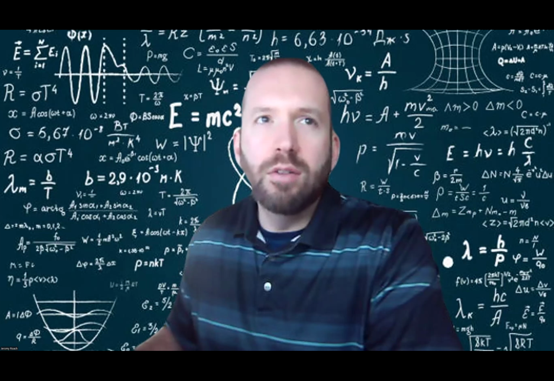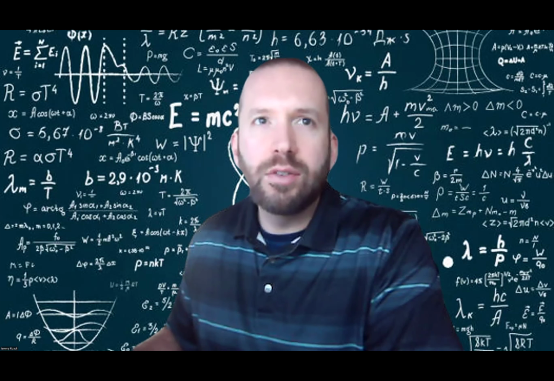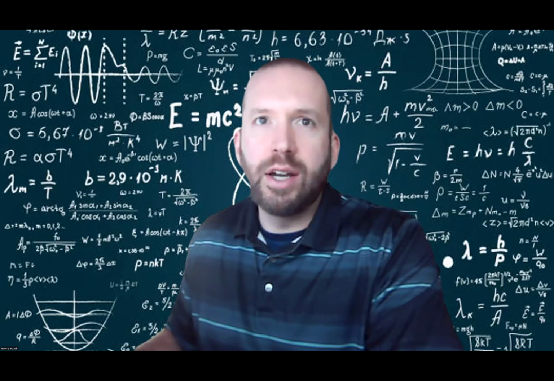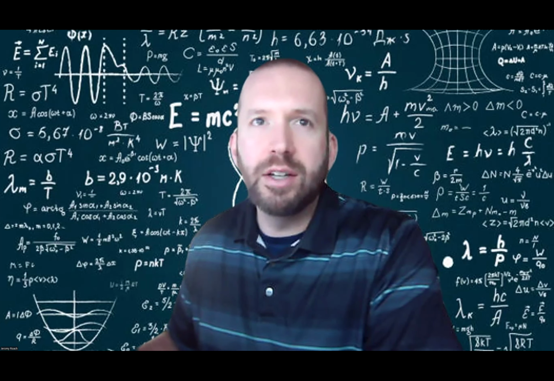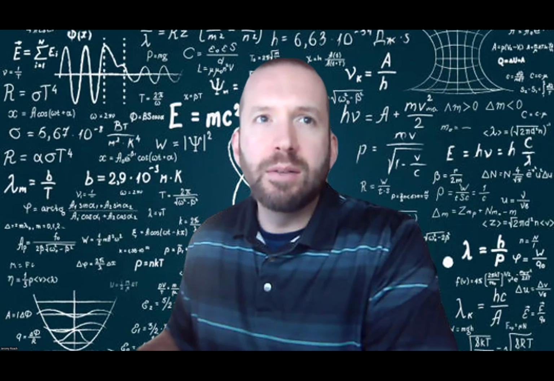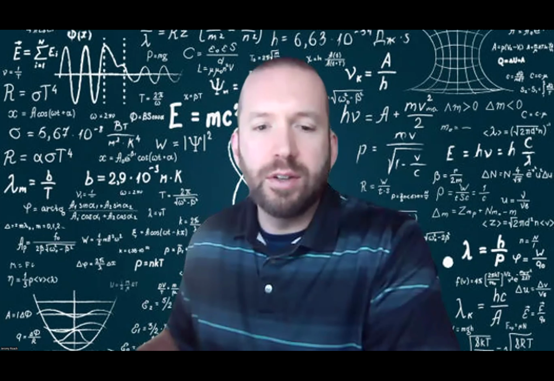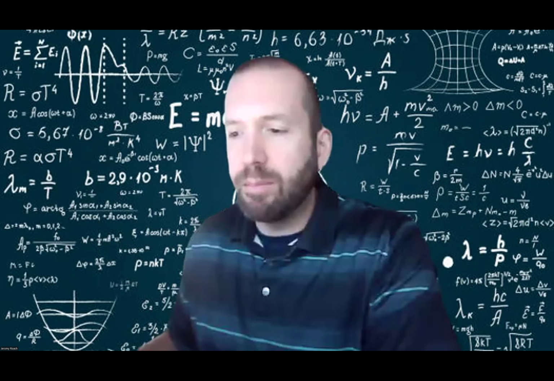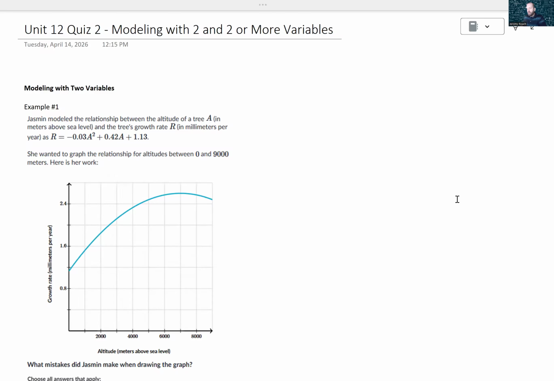So the goal of modeling is to look at a situation, define the variables clearly, and then build an equation that shows how they're connected. Once we have that equation, we can solve for any variable that we want to find the value of, and then we can make predictions or decisions based on that. So to start with, we're going to look at modeling with two variables.